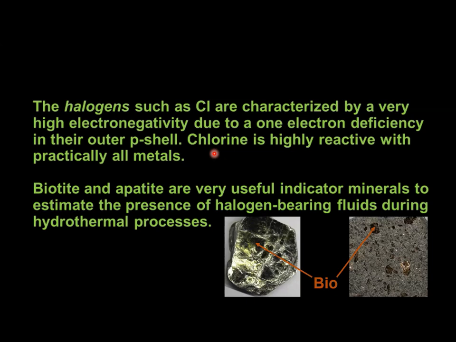And the problem with chlorine is that because it's a very light element, it's very difficult to assay analytically. When I was a student, I always suggested using biotite phenocrysts, because biotite phenocrysts you can assay with the electron microprobe, and if it's well calibrated, you can assay the chlorine. But you can also use apatite. And biotite and apatite are both very useful indicator minerals to estimate the presence of high halogen contents of a magma, or of a potassic magma in our case.